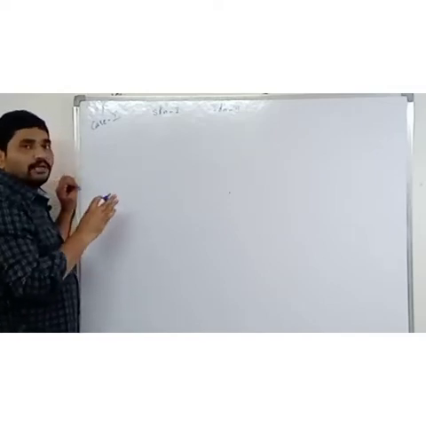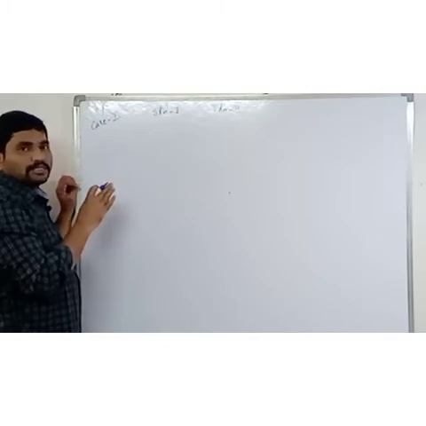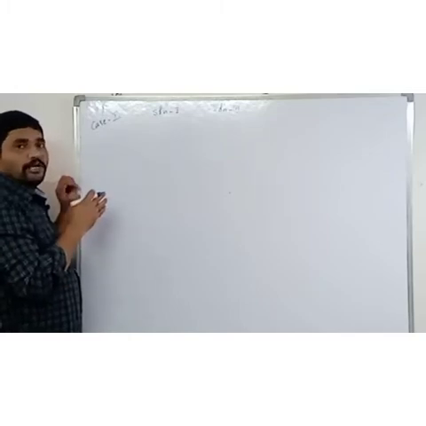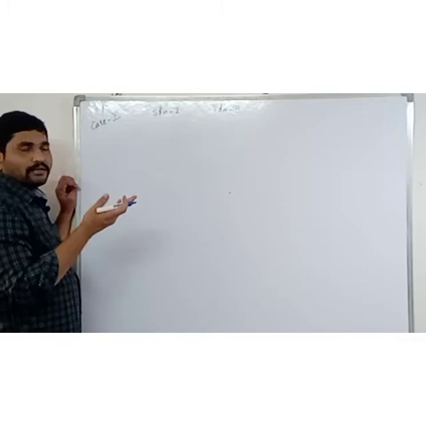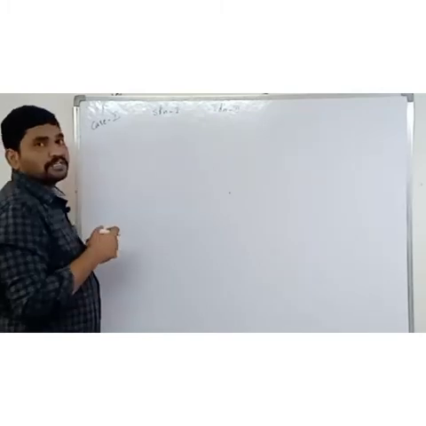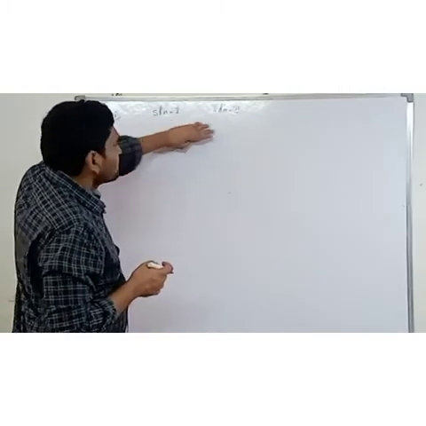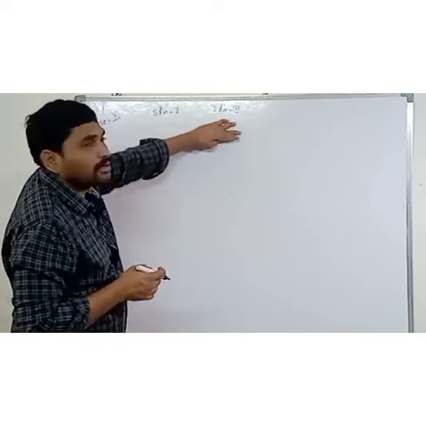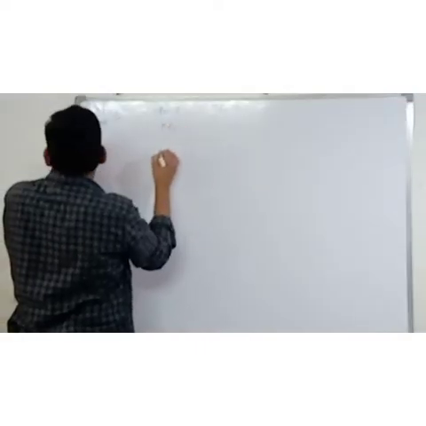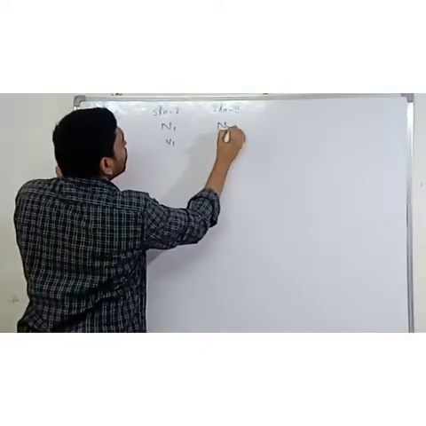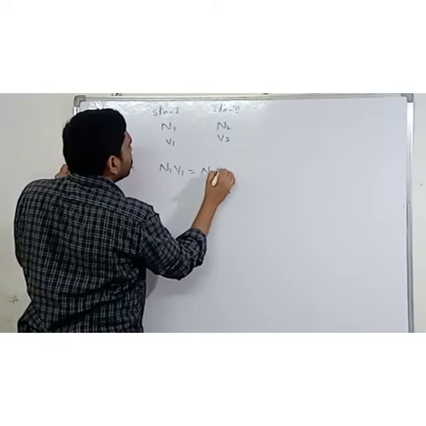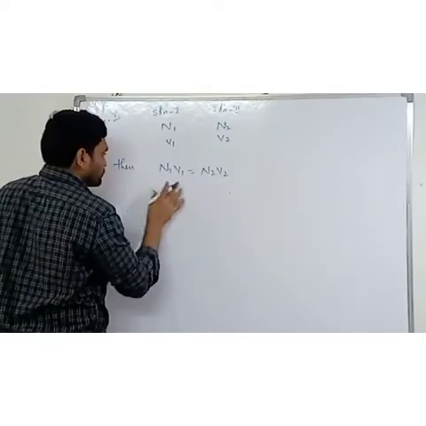Here we know the first solution concentration but not the second solution concentration, so how to calculate N2? Sometimes N1 is unknown and N2 is given. Sometimes V1 is given and V2 is not, or V2 is given and V1 is not. So these types of relations are there. Solution 1 has concentration N1 and volume V1, solution 2 has N2 and volume V2. Then N1 V1 equal to N2 V2. It is the first case.